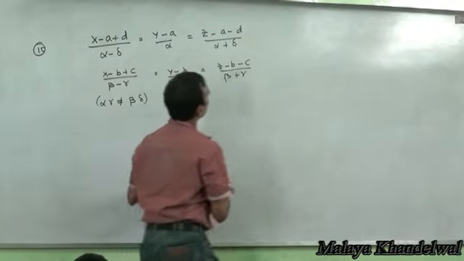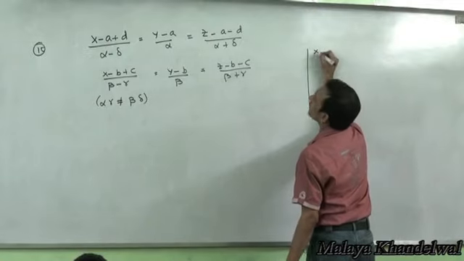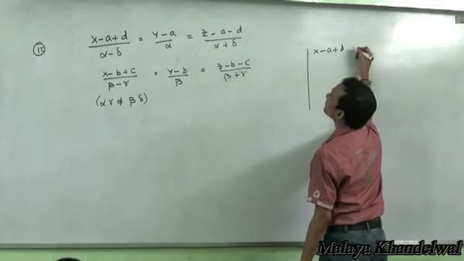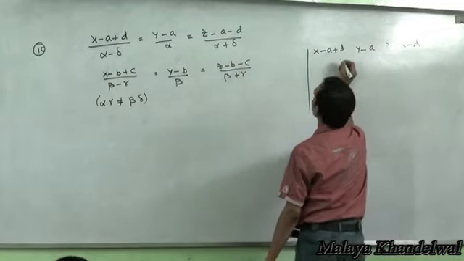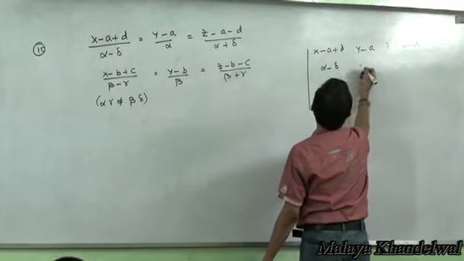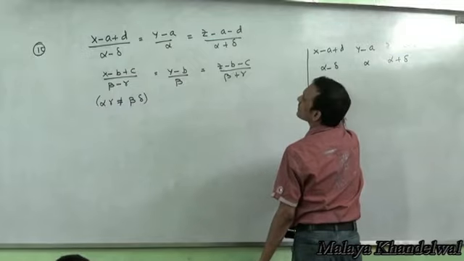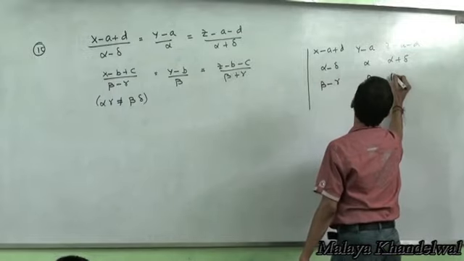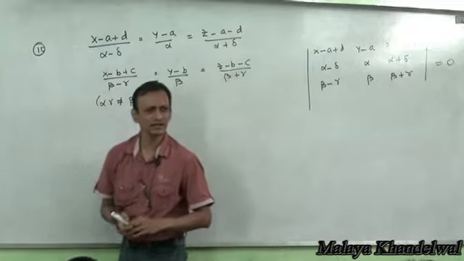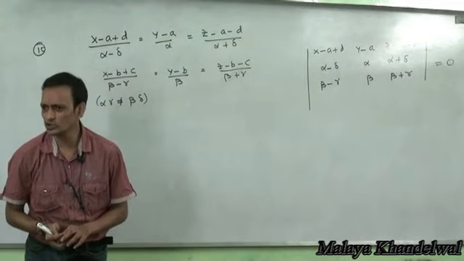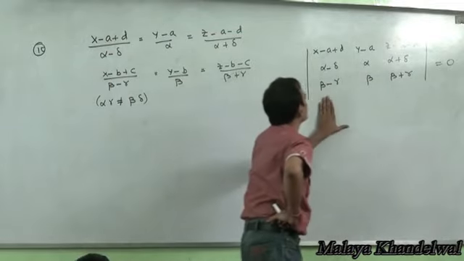Again, it's a direct formula. The equation of the common plane would be the determinant with x minus a plus d, y minus a, z minus a minus d, alpha minus delta, alpha, alpha plus delta, beta minus gamma, beta, beta plus gamma, equal to 0. Haven't I discussed this in the class? That's the equation of the common plane between the 2 lines, right? We just need to simplify this.